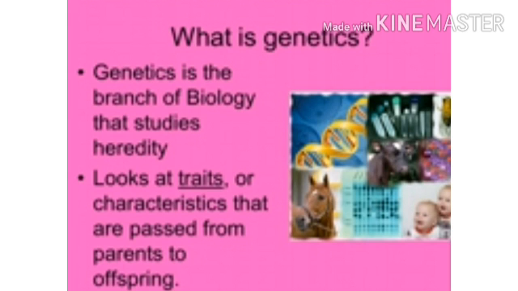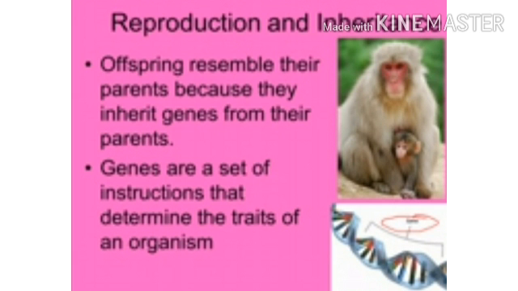To start with, first of all, let's define genetics. Genetics is the branch of biology that studies heredity. Heredity basically looks at the traits or the characteristics that are passed from the parents to the offspring. You all know that we look similar to our parents in certain aspects. We have the same body design as our parents. This is because of this inheritance. In this picture, you can see a monkey and its offspring. The offspring look almost similar to the monkey parent because it has inherited certain genes from its parents.